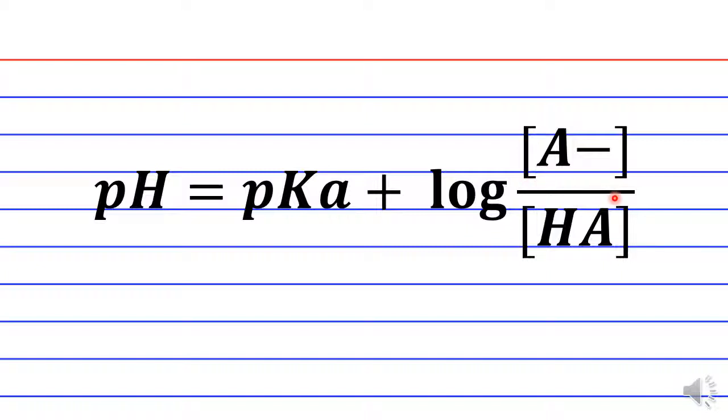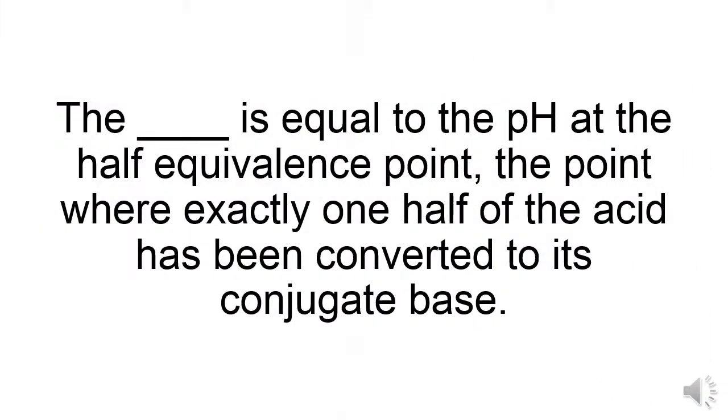But when the concentration of the conjugate base is equal to the concentration of the conjugate acid, you're going to get 1. And everyone knows, or you should know, that the log of 1 is 0. Therefore, at this special place, pH is going to be equivalent to the pKa.